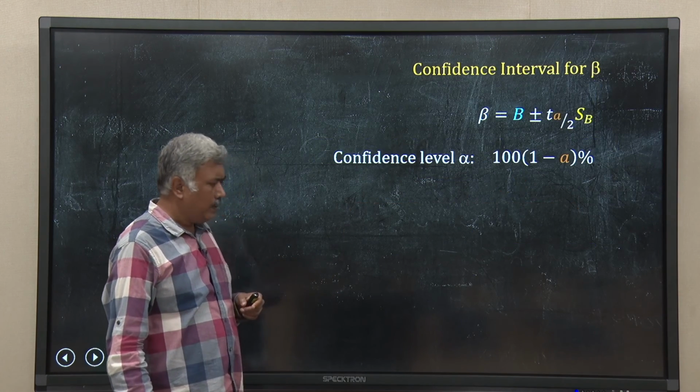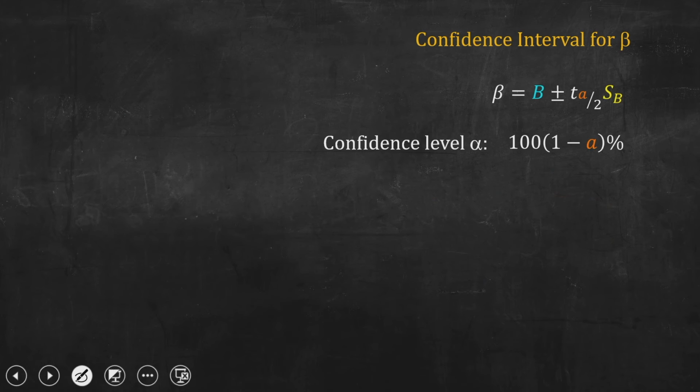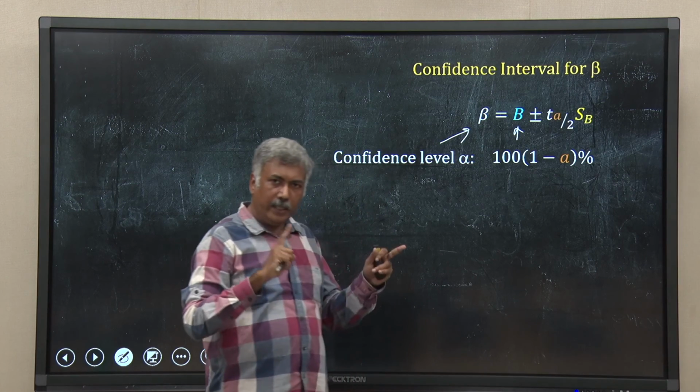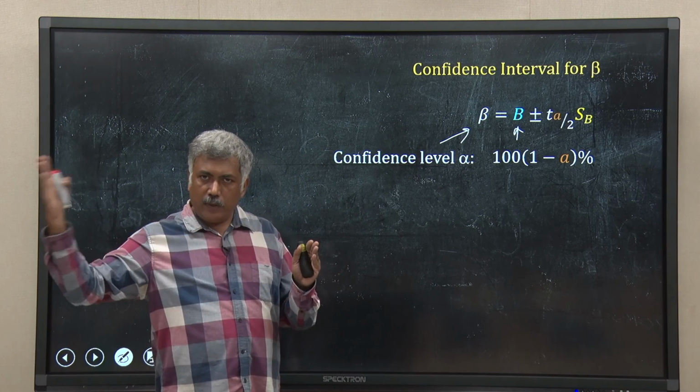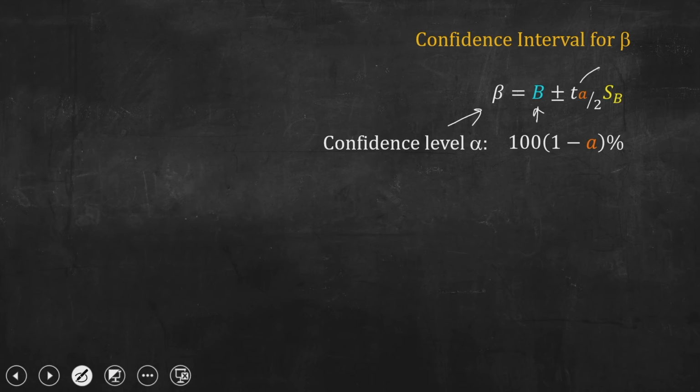How to do that? Without going into the mathematical derivations, I have written down the equation here. You can use this relationship: the value of beta will be equal to b plus minus, that is why I am saying confidence interval, t of A by 2, I will come to what A is, into the standard error of b.